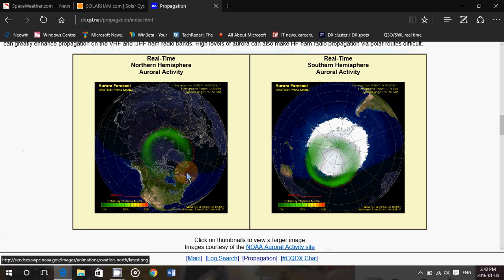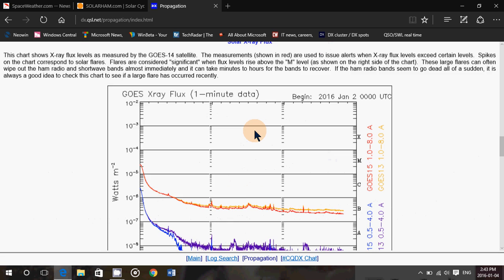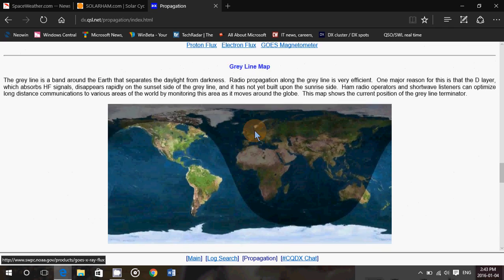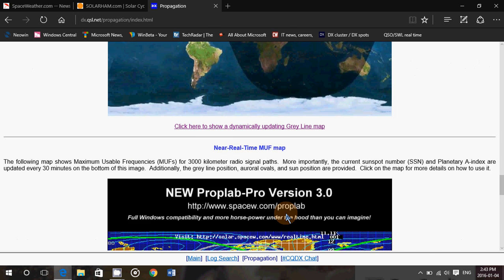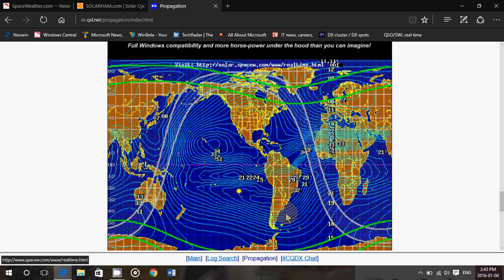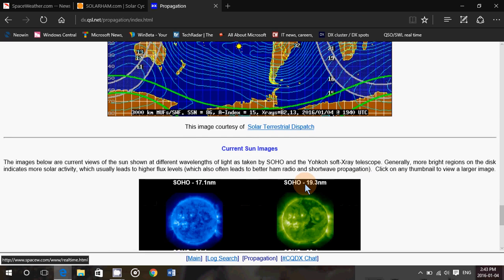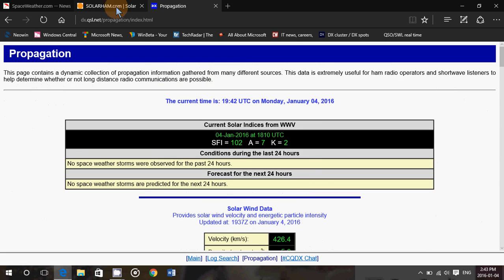And of course, you have all the other information here, sunspots and so on. You have the same pictures of the auroral activity. You see it's very slight right now. Graphics of solar activity and geomagnetic activity. And you have a nice map here of the gray line if you want to know where it's dark and where the gray line is depending on where you live. And of course the maximum usable frequency map depending on where you are. So this is a nice little place to go also, and you get basically all the information here.